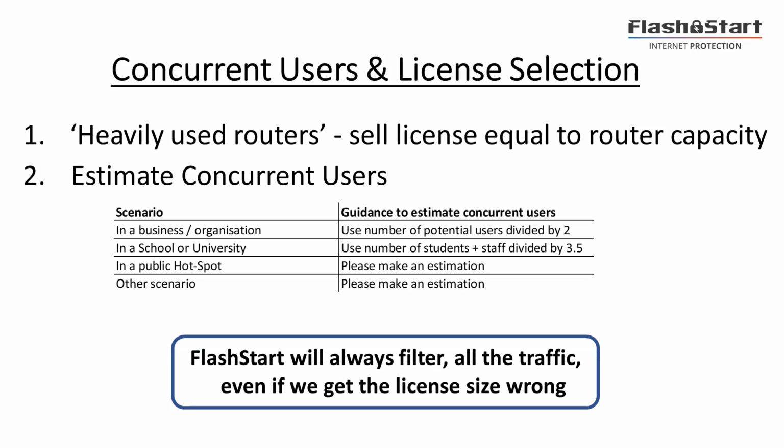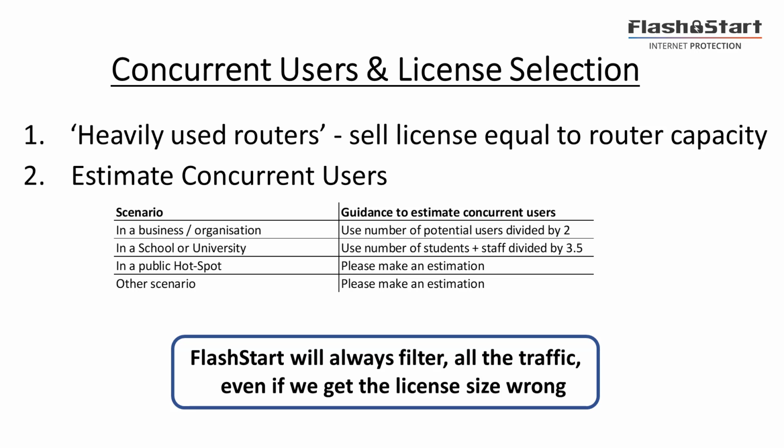In a typical business or organisation, take the number of potential users and divide by 2 to reach a good approximation. Similarly, in schools and universities, divide the number of staff and students by 3.5. It's a bit more tricky in a public hotspot, so you'll need to make an estimation based upon the size and estimated number of people. So these are just a few scenarios, and some estimation and judgment is required to arrive at a concurrent user license number. But keep in mind one very important point.